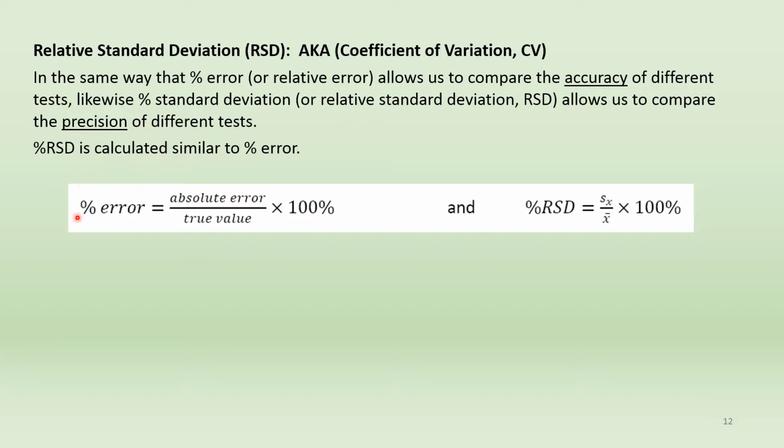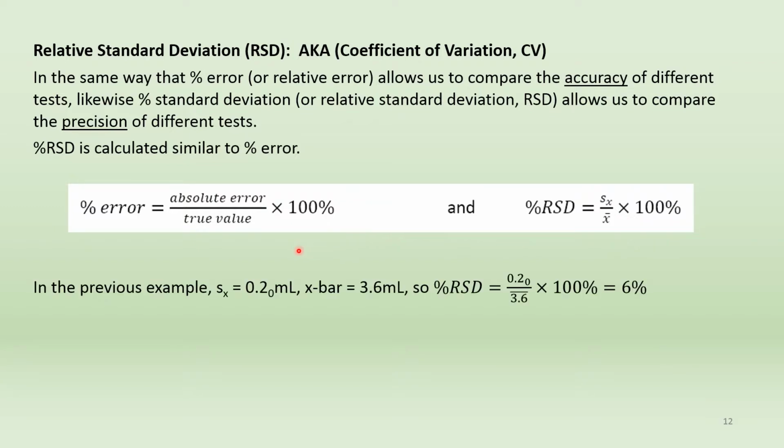So recall that percentage error is simply the absolute error divided by the true value times 100%. Well, percent RSD is the absolute or actual standard deviation divided by the mean times 100%. So in our previous example, the standard deviation was plus or minus 0.2 mils, and the average was 3.6 mils. So the percent RSD is 0.2 divided by 3.6 times 100%, and that's 6%.